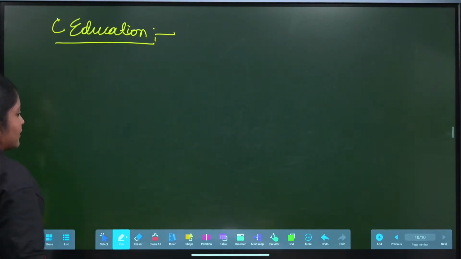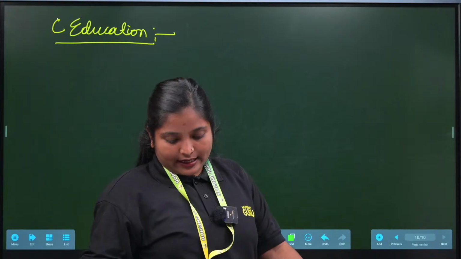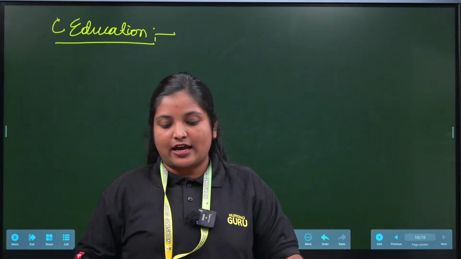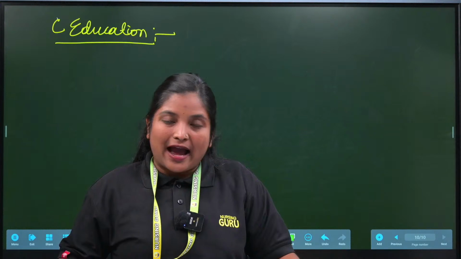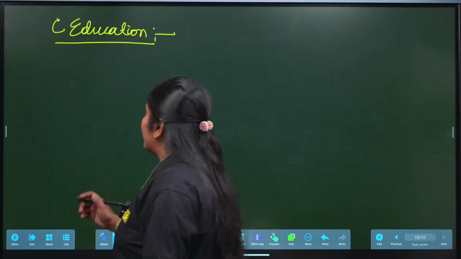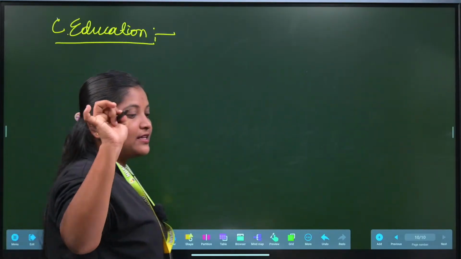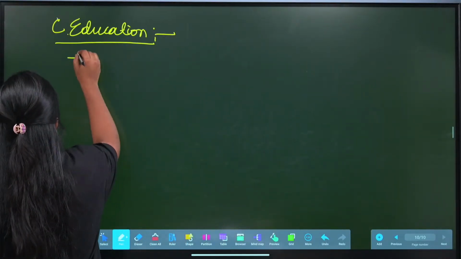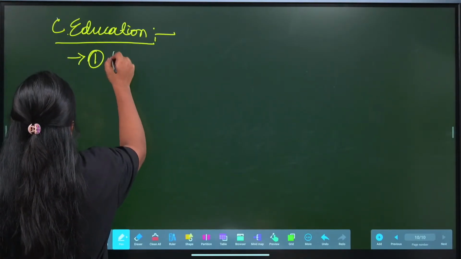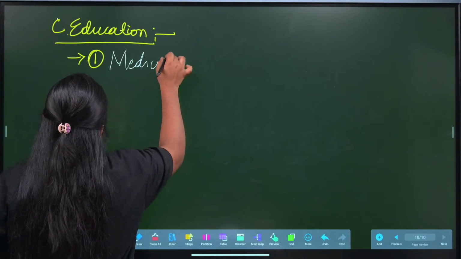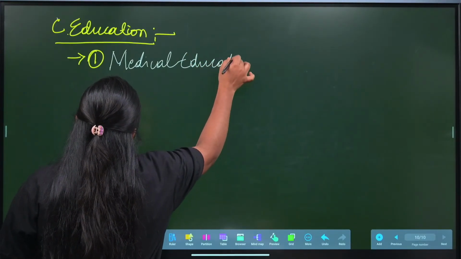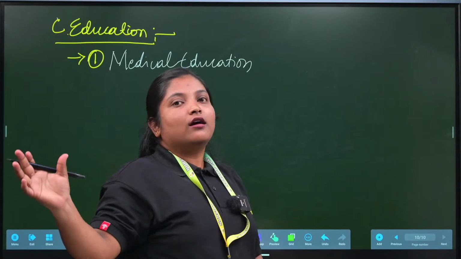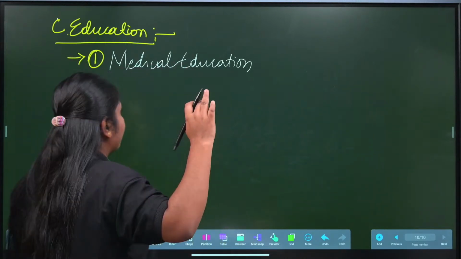Education: the hospitals are attached to training institutions to provide education to students, such as medical education, nursing education, paramedical training, and as well as research. This function also takes place inside the hospital only. The first one is providing training through medical education. Of course, the hospitals or institutions prepare so many doctors, so they will provide education for the doctors.